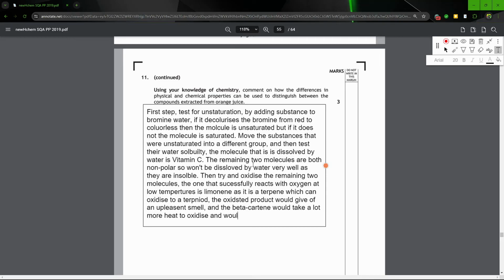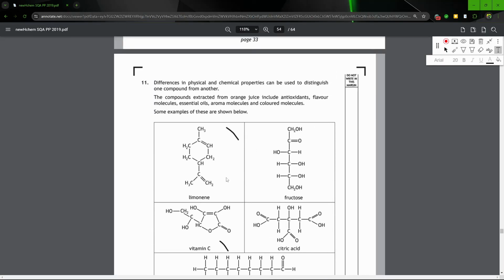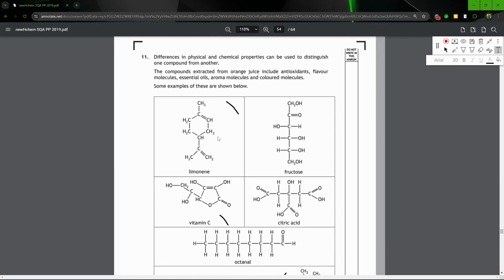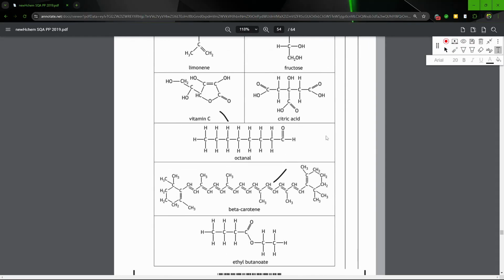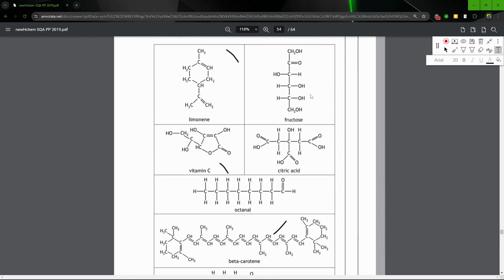Need to oxidize. Yeah, it's a bit iffy between beta carotene and limonene, but whatever. You can't stop me. So next up, we have to separate octanol, ethyl butyrate, citric acid, and fructose from each other.